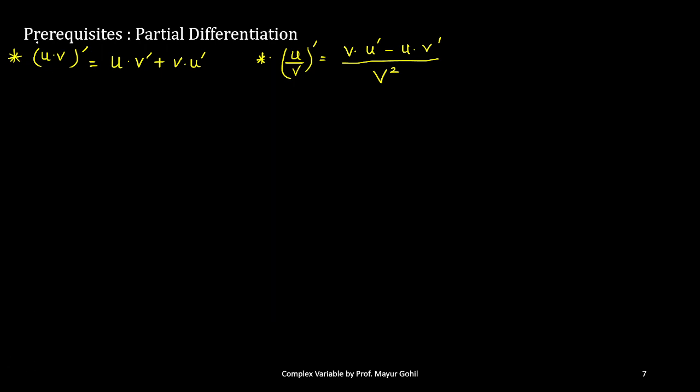Let me take up an example here, a very small example, to understand. f of x comma y is, let's say, e to the power 2xy times sine 2x.